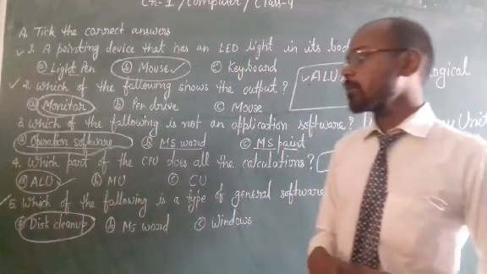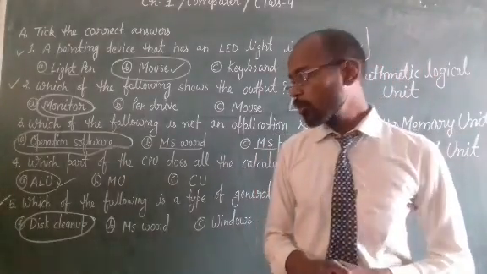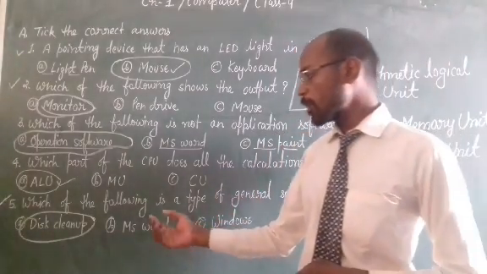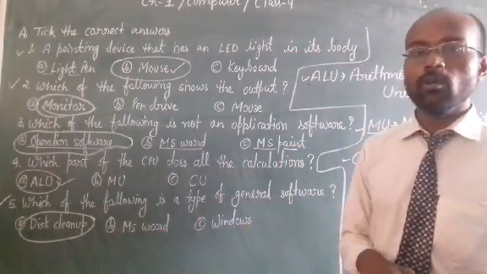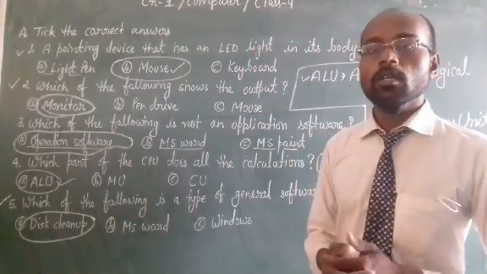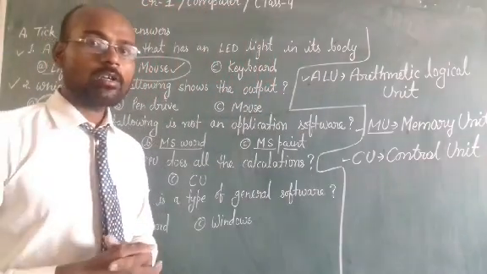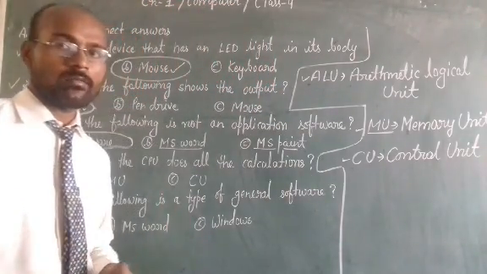Question number 5 is, which of the following is a type of general software? Students, options are Disk Cleaner, MS Word, and Windows. So students, option number A, Disk Cleaner, is a general software. Clear everyone? Now come to the next question.